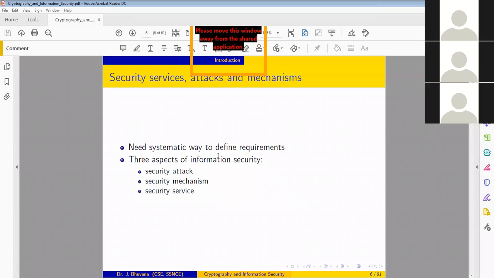So there come the three phases of security. We call them security attack, security mechanism, and security service. So let us see what is a security attack, security mechanism, and security service.